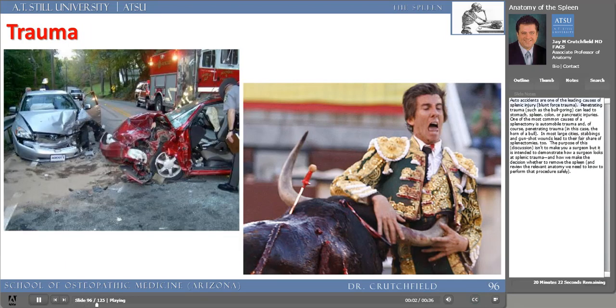One of the most common causes of splenectomy is automobile trauma, and of course penetrating trauma, in this case the horn of a bull. But in most large cities, stabbings and gunshot wounds lead to their fair share of splenectomies too. The purpose of this isn't to make you a surgeon, but it is to show you how a surgeon looks at splenic trauma and how we make the decision whether or not to remove the spleen and the relevant anatomy that we need to know in order to perform that procedure.